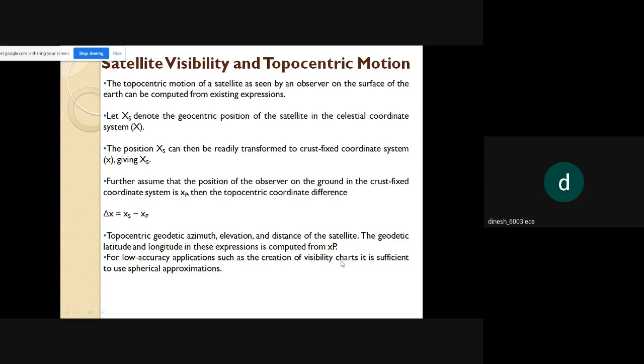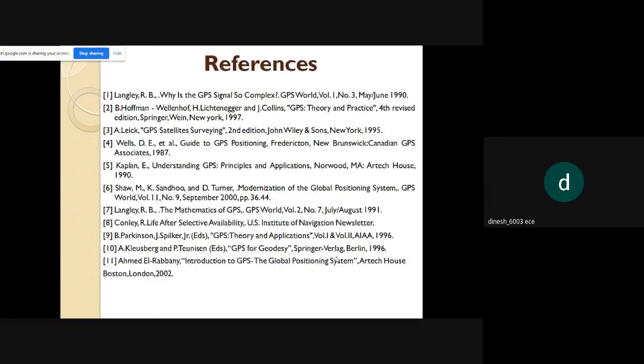So for lower accuracy applications such as creation of visibility charts, it is sufficient to use spherical approximations. Always we use spherical shaped structures. So this is about satellite visibility and topocentric motion. These are the references.